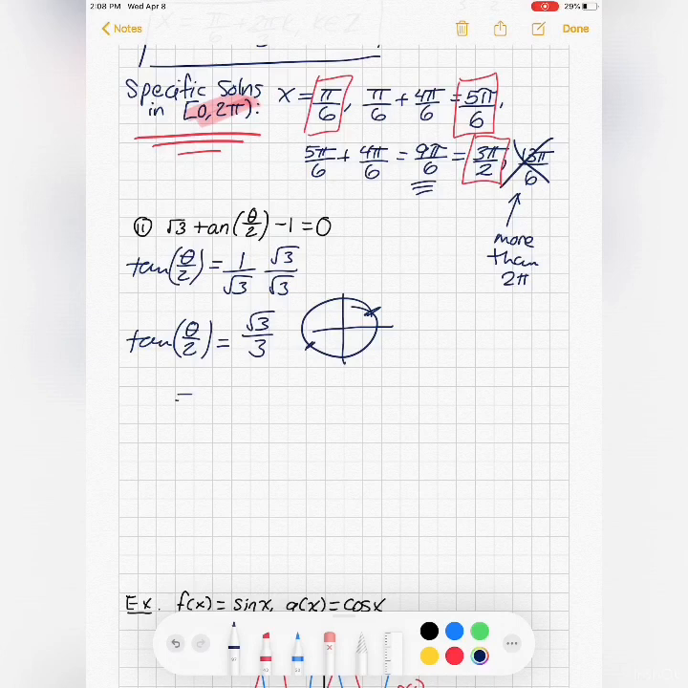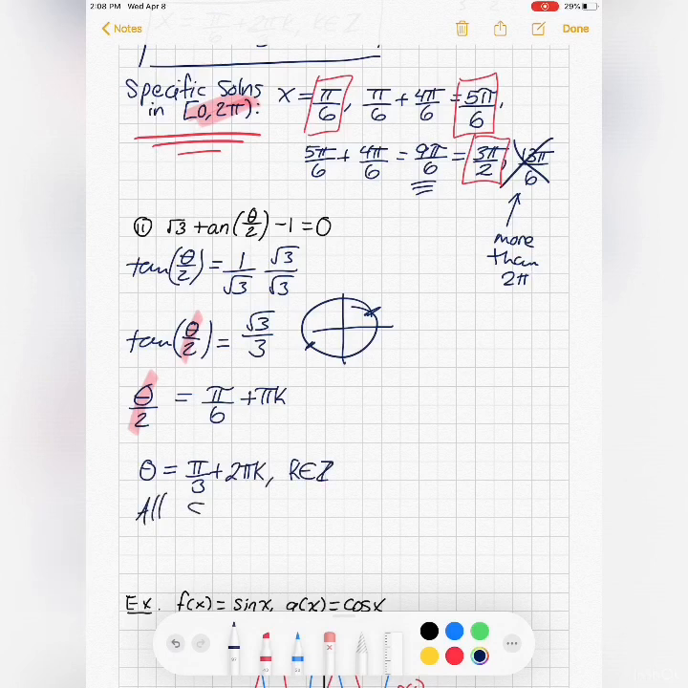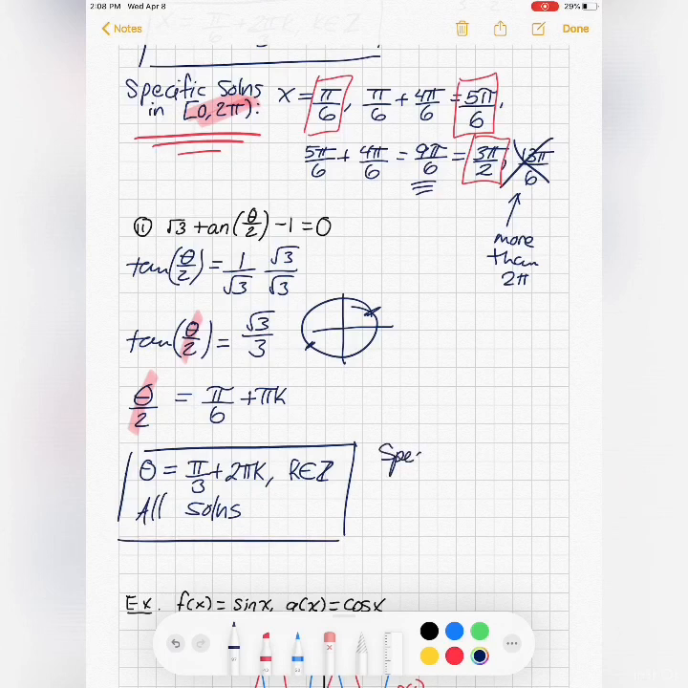So I have pi sixths plus pi k. But then again, that's not theta, it's theta over 2. I'm looking at this, right? So then here I actually have to multiply by 2. So actually my solution set would look like this, right? For all solutions. What if this one asks for specific solutions in 0 to 2 pi? Well, I'd have pi thirds, but actually no more, right? Because if I was to add that next increment of 2 pi, I would have exceeded 2 pi. So this one, I'd only have one specific solution in that set.